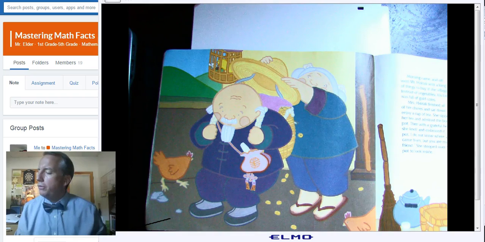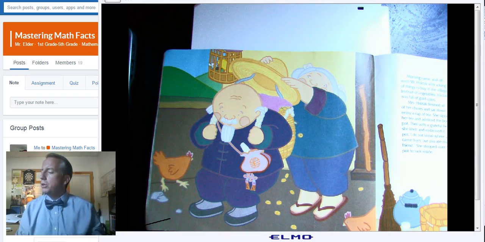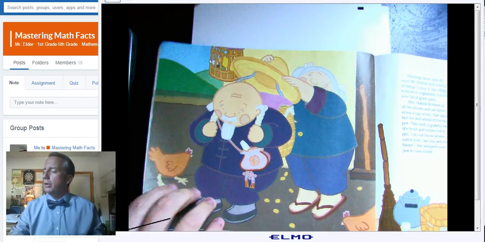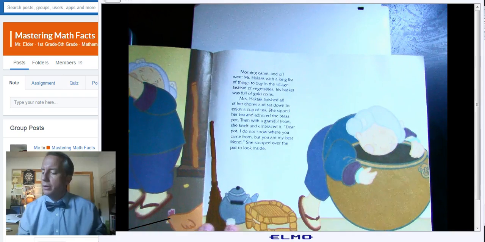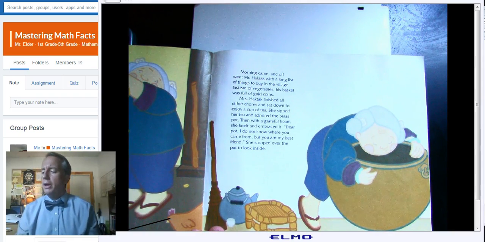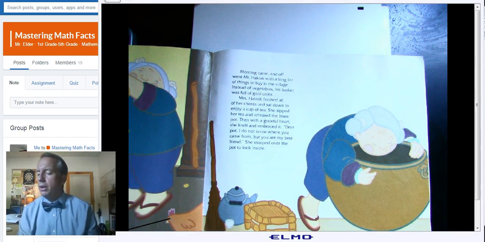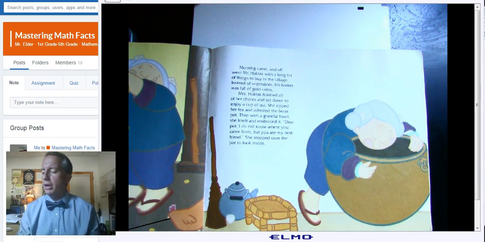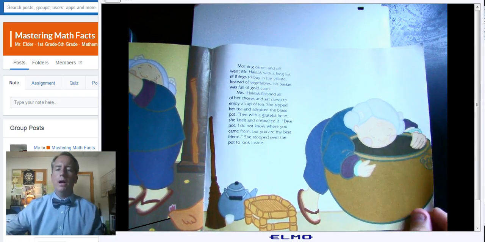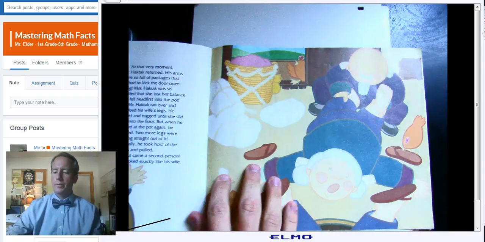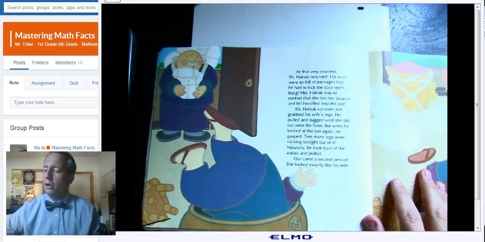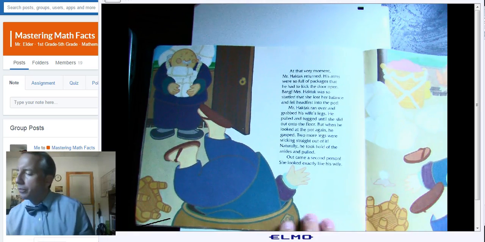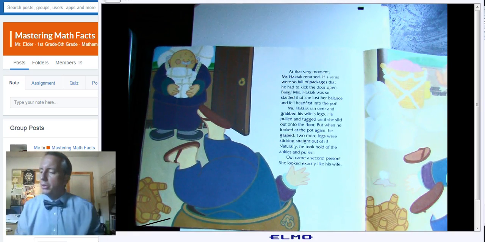Mrs. Hack-Tack finished all of her chores and sat down to enjoy a cup of tea. She sipped her tea and admired the brass pot. And then with a grateful heart she knelt and embraced it. "Dear pot, I don't know where you came from, but you are my best friend." She stood over the pot to look inside. At that very moment Mr. Hack-Tack returned. His arms were so full that he had to kick the door open.